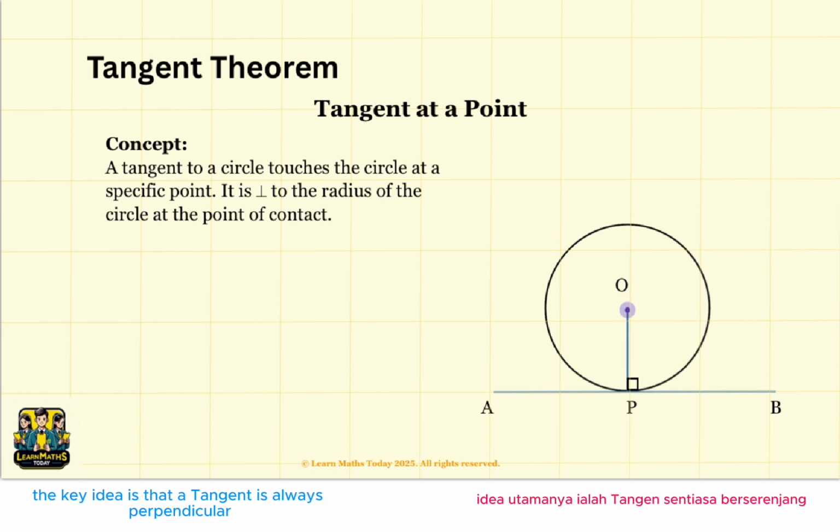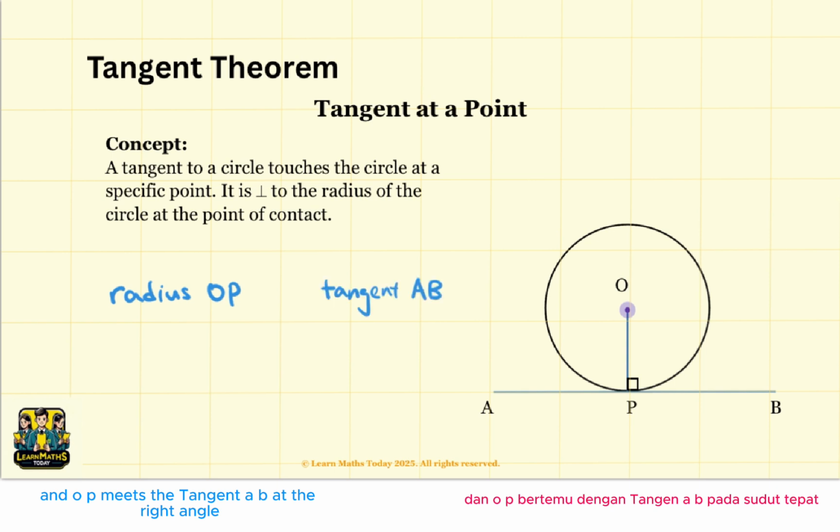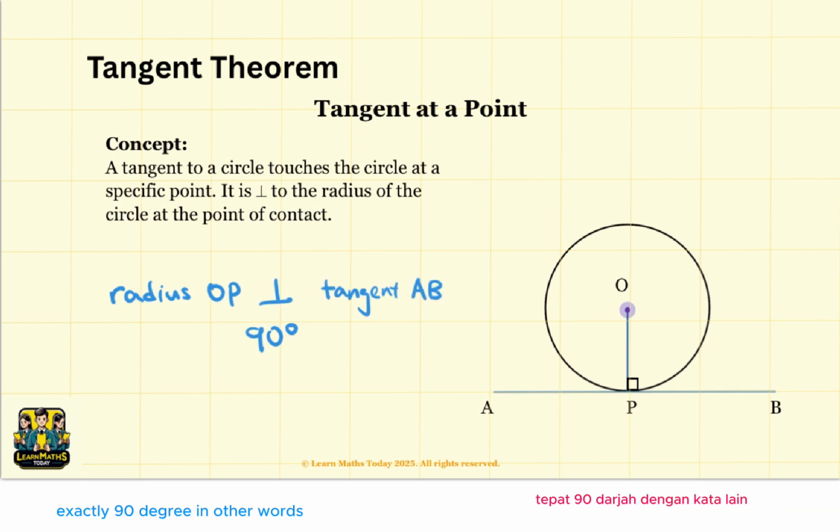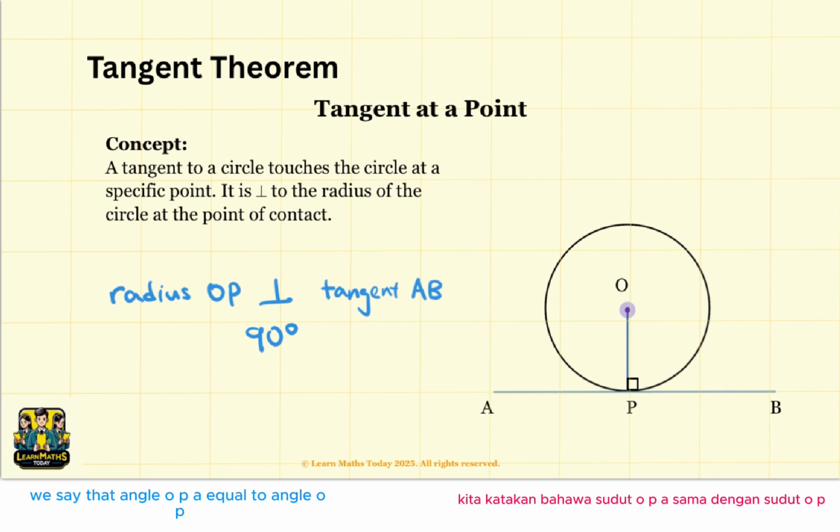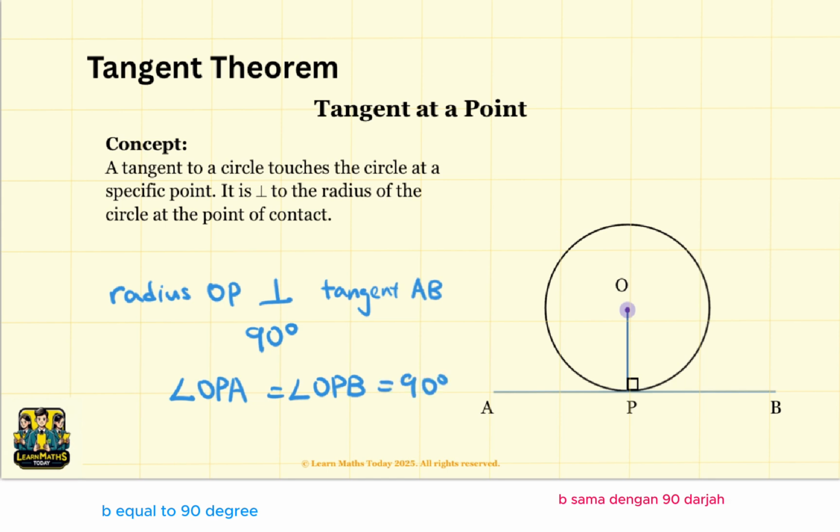The key idea is that a tangent is always perpendicular, meaning it's at 90 degrees, to the radius drawn to the point of contact. So if you draw a line from center O to point P, that's the radius OP, and OP meets the tangent AB at a right angle, exactly 90 degrees. In other words, we say that angle OPA equals angle OPB equals 90 degrees.